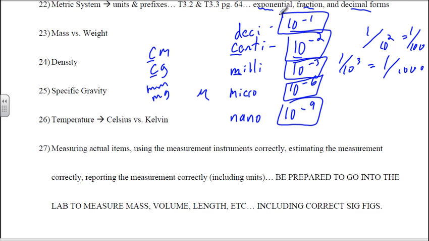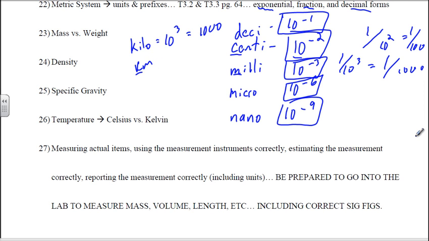And then going up off of deci, you can see kilo, like in kilometer. So kilo equals 10 to the third. It's not 1 over 10 to the third because it's positive this time. So 10 to the third is 10 times 10 times 10, which is 1,000. Like a kilometer, k is the abbreviation or the prefix. A kilometer is 1,000 meters, or a kilometer is 1,000 times bigger than a meter, or a kilogram is 1,000 times bigger than a gram.